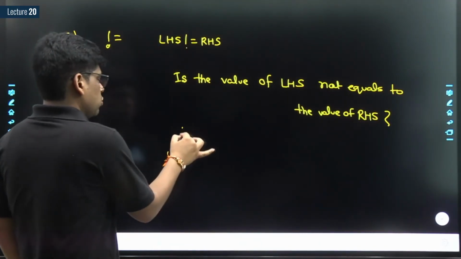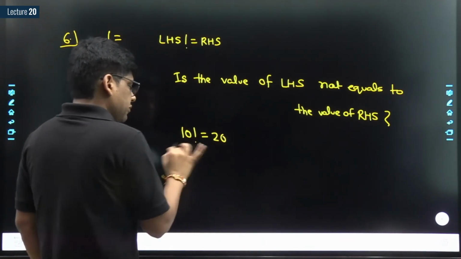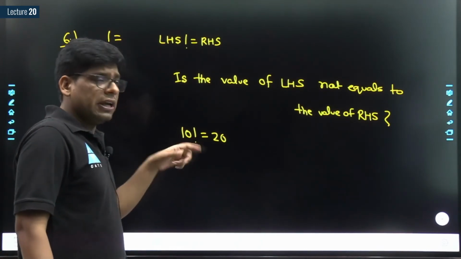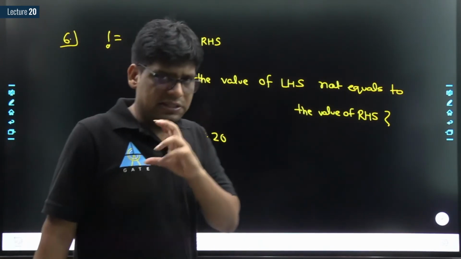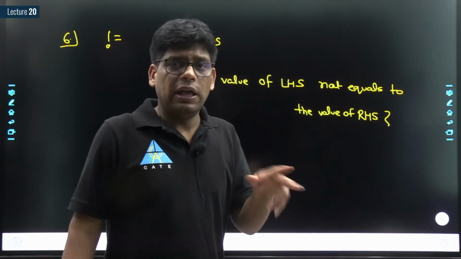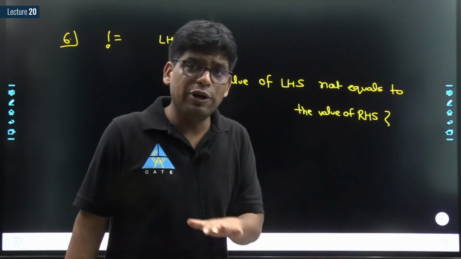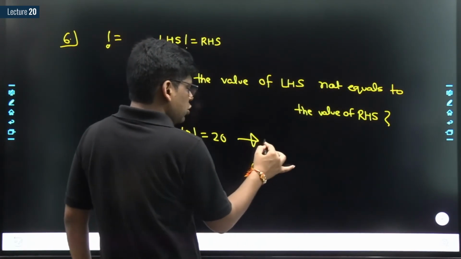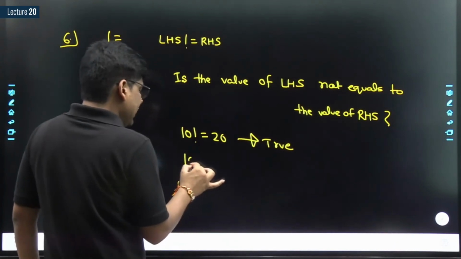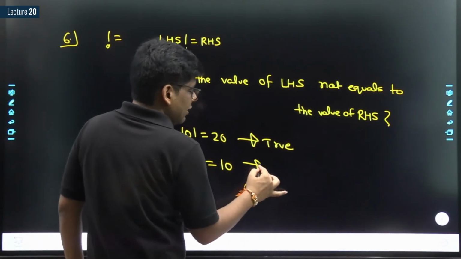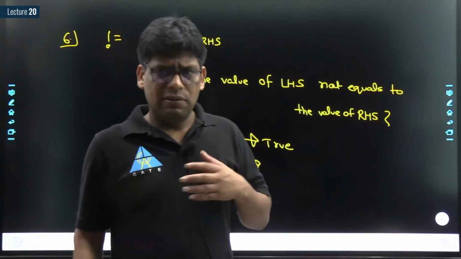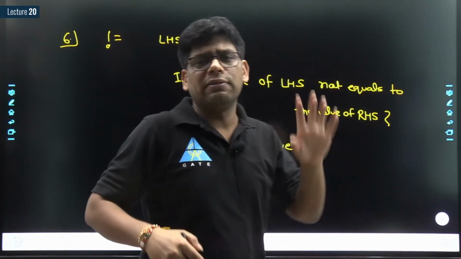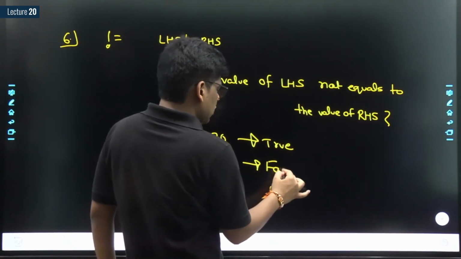Okay, let me ask you. We are asking, is 10 not equals to 20? Consider the statement, 10 is not equals to 20. Is this statement true? Yes, sir. 10 is not equals to 20. That means this statement is true. But if I write 10 is not equals to 10, I am saying 10 is not equals to 10. No, this statement is false because 10 is equals to 10. That means this statement is false.